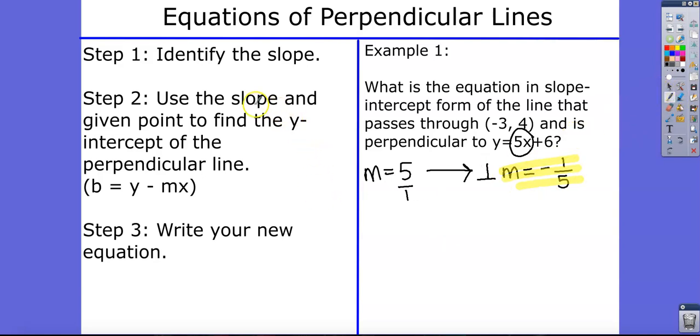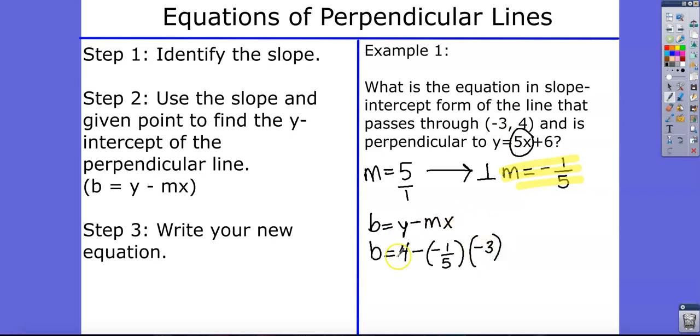Okay? Then I use the slope and the given point to find the y-intercept. So I'm going to use my shortcut that we learned last 9 weeks. b = y minus mx. So b equals the y value, I look at the point, the y value in the point is 4, minus the slope, which is -1/5. I'm going to put it in parentheses, and notice how I have minus negative. I can't get rid of that extra negative sign just because there was a minus sign there. I have to include it. And then the x value from the point, so -3.